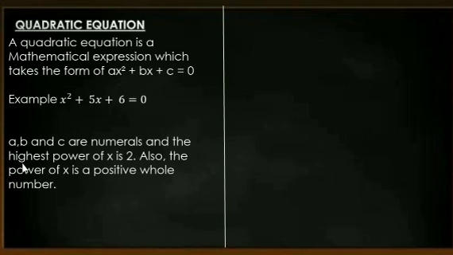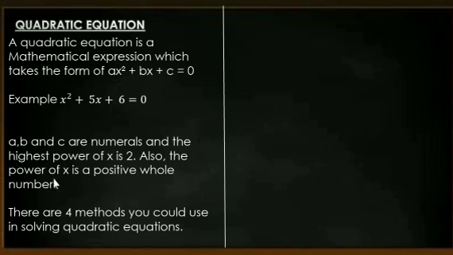In quadratic equations, a, b, and c are numerals. Numerals simply means numbers. And the highest power of x is 2. Also, the power of x is a positive whole number. What this simply means is that for an equation to be a quadratic equation, the highest power of the variable, which is x in our case here, must be 2. Any equation that has a power that is more than 2, let's say 3 and above, is no longer a quadratic equation but what we refer to as a polynomial. And the power of x must be a positive number. In other words, you cannot have x raised to a negative power.